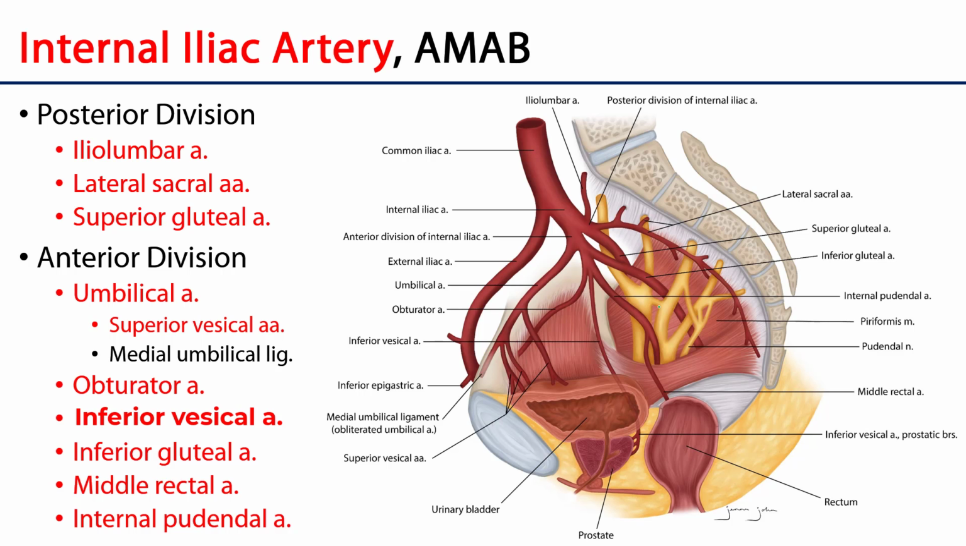Now, when we look at the stereotypical assigned male at birth pelvis, it's not all that different. So let's just not even consider the posterior division, because that's the least polymorphic portion of the internal iliac artery. We've got our umbilical artery with the superior vesicle arteries supplying the bladder. We have the obturator artery leaving the pelvis through the obturator canal for the medial compartment of the thigh.